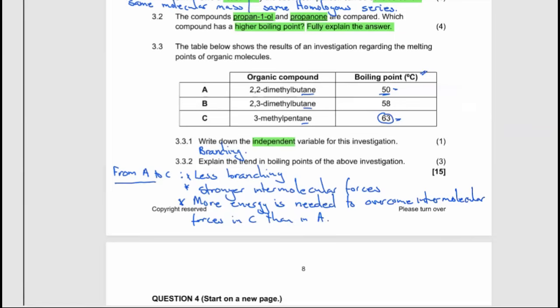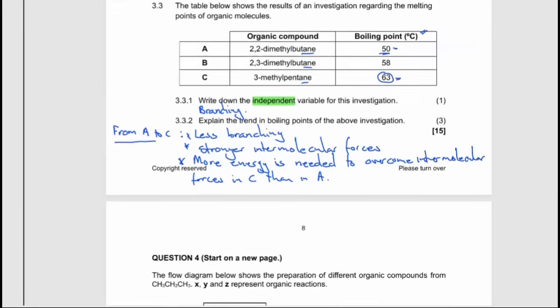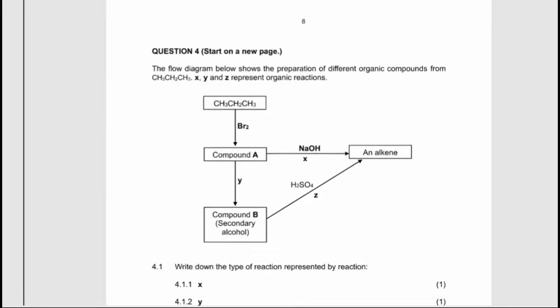So it means now what happens there? It means our intermolecular forces become stronger. And then what if they become stronger? What happens there? It means now we're going to need more energy to overcome them.